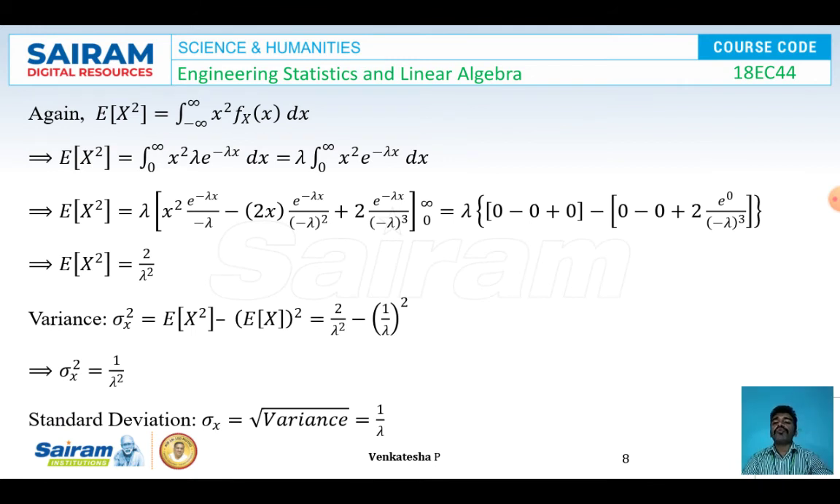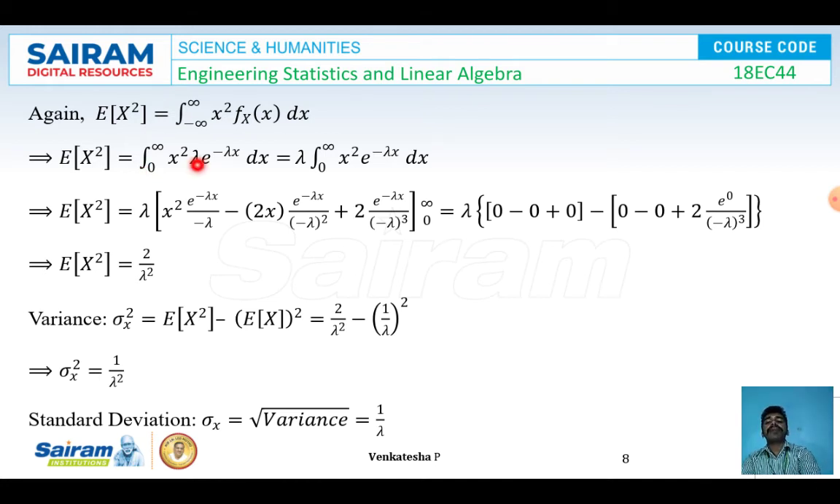So now I'm going to find expectation of x square. To find expectation of x square, the formula is integration minus infinity to plus infinity x square fx of x dx. Same thing here also: in the place of the density function, I'm going to replace fx of x is equal to lambda e power minus lambda x with the limit x from 0 to infinity. So the equation leads to expectation of x square is equal to integration 0 to infinity x square lambda e power minus lambda x dx.